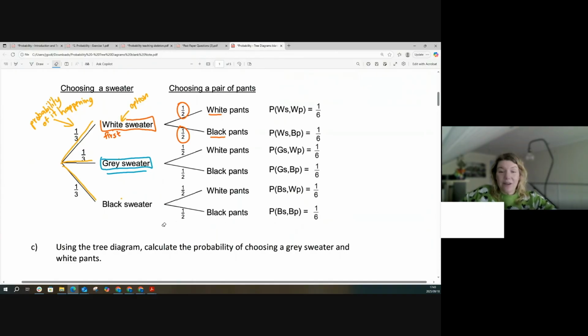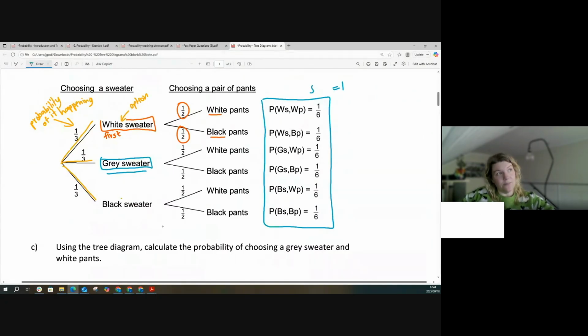When we add up all of these together, we should get 1. Otherwise, we have done something wrong. Okay. Using the tree diagram, calculate the probability of choosing a gray sweater and white pants.